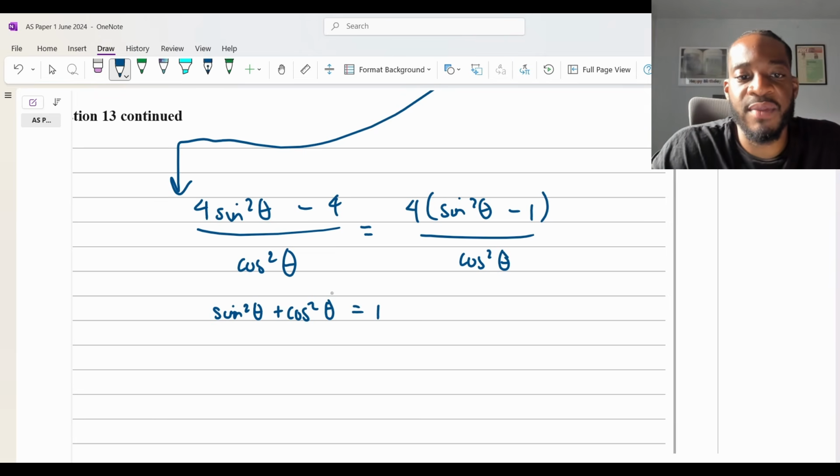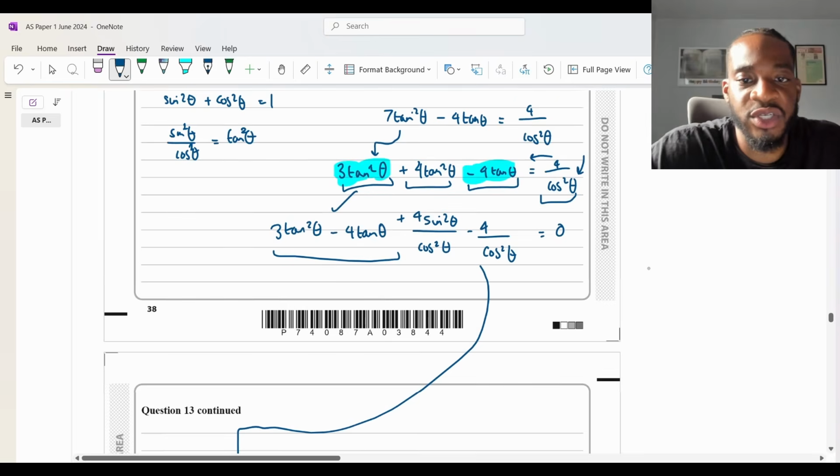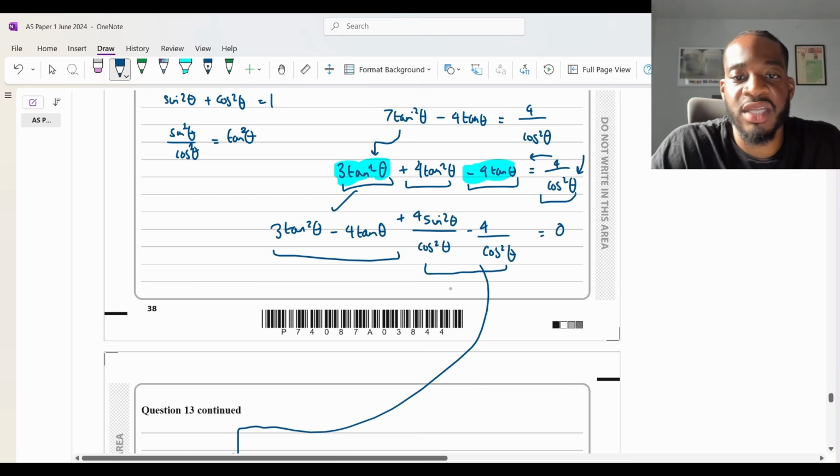So how can I get sine squared minus 1? Just move that over. I'm going to move that there and I'm going to move that there, isn't it? To get the sine squared minus 1. So sine squared theta minus 1 is going to equal negative cos squared theta. And that means I can put that there. So it becomes 4 times minus cos squared theta divided by cos squared theta. And that's great because the cos squareds cancel, 4 times a minus 1, that is just negative 4. So therefore, this whole expression here is just negative 4.